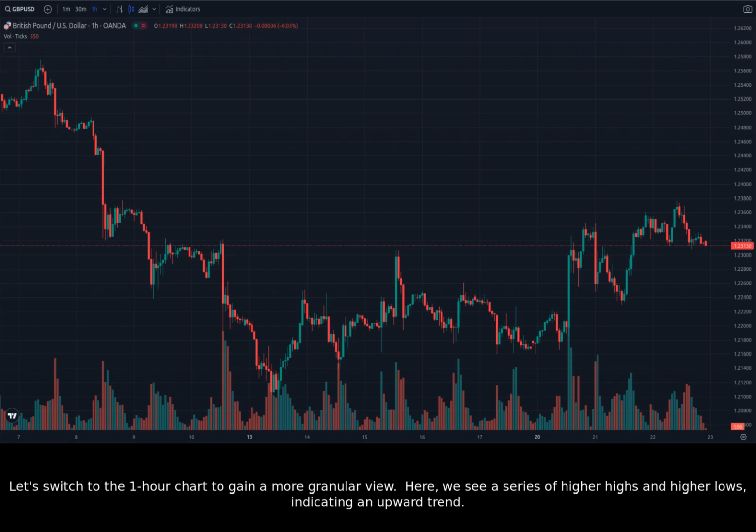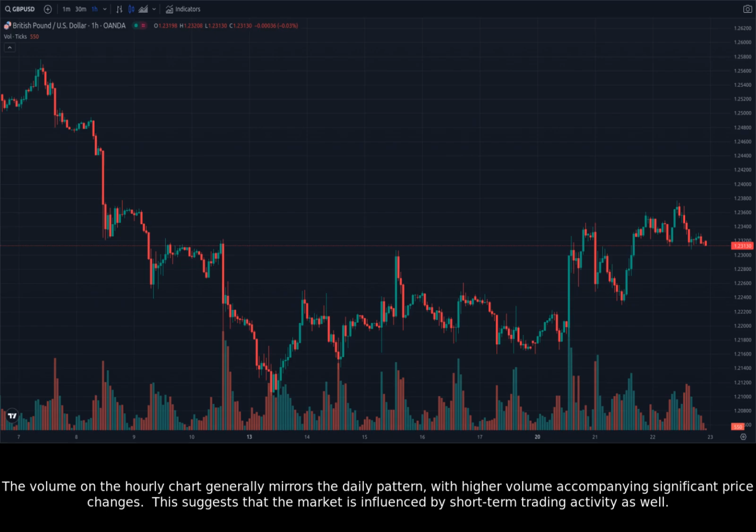Here, we see a series of higher highs and higher lows, indicating an upward trend. The volume on the hourly chart generally mirrors the daily pattern, with higher volume accompanying significant price changes. This suggests that the market is influenced by short-term trading activity as well.